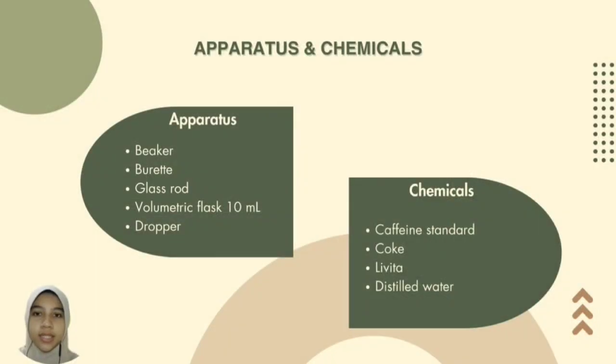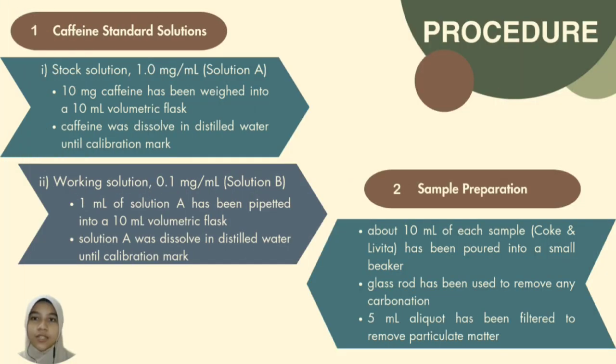For the apparatus: beaker, burette, pipette, volumetric flask 10 ml, and dropper. And for the chemicals: caffeine standard, Coke, Livita, and distilled water. Next, the procedure to prepare caffeine standard solutions. First, the stock solution, 1.0 mg per ml. 10 mg of caffeine was placed into a 10 ml volumetric flask, and then the caffeine was dissolved in distilled water until the calibration mark. Then the solution was labeled as solution A.